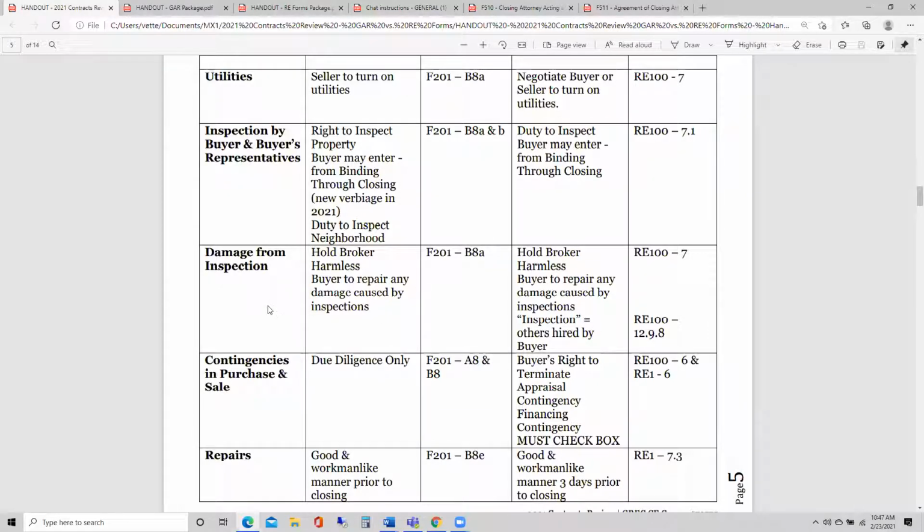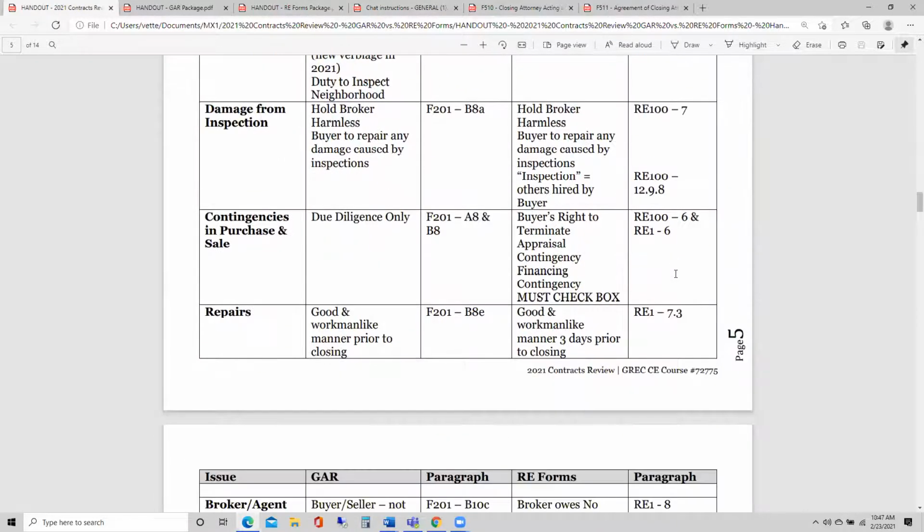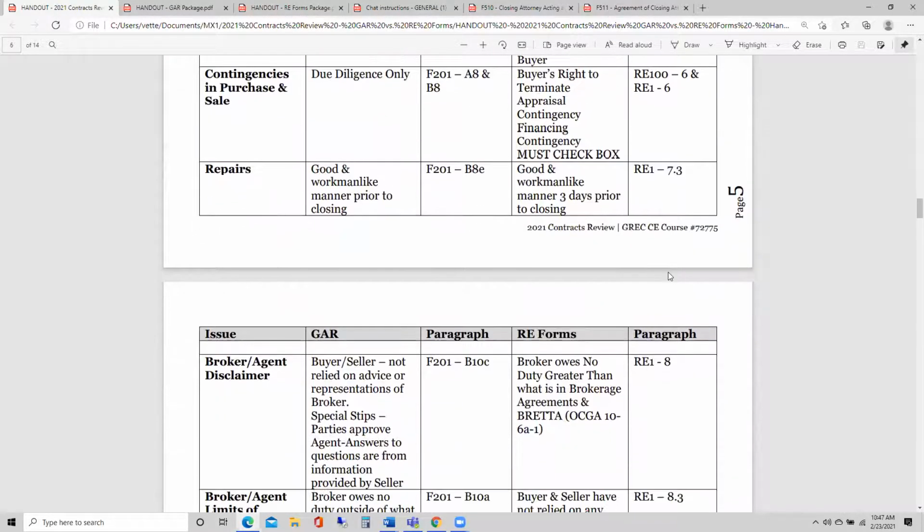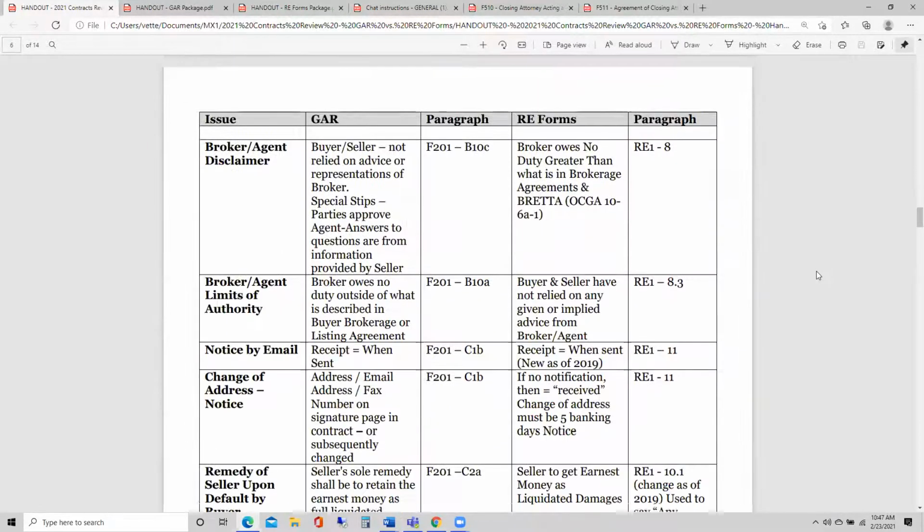All right. If there is damage from any inspection, again, they are both very similar in that they hold the broker harmless and the buyers to repair any damage caused by any inspections. Same thing in the RE form. Okay, contingencies. Let me see how much more we have to go on this.